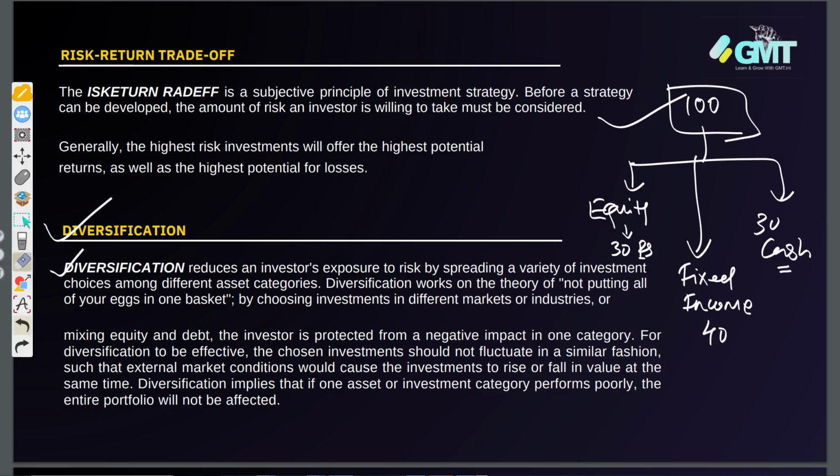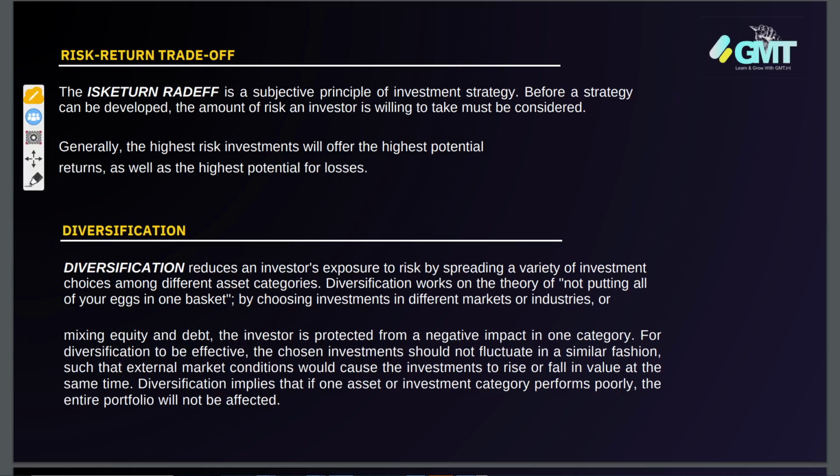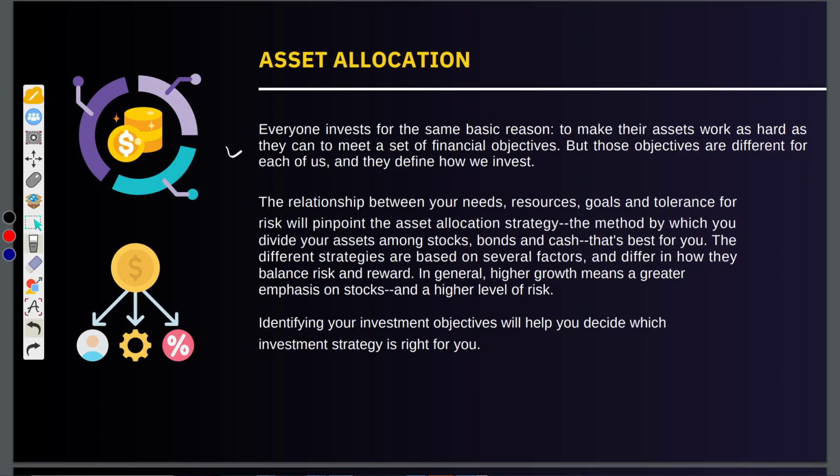So, we'll quickly see the rules that you can follow to ensure effective diversification strategies. Here, the same task you can call a dynamic asset allocation as well. Everyone invests for the same basic reason: to make their assets work as hard as they can, and to meet a set of financial objectives. But those objectives are different for each of us, and they define how we invest.